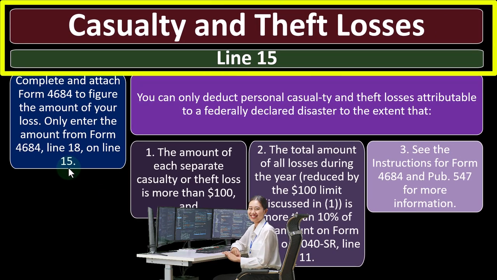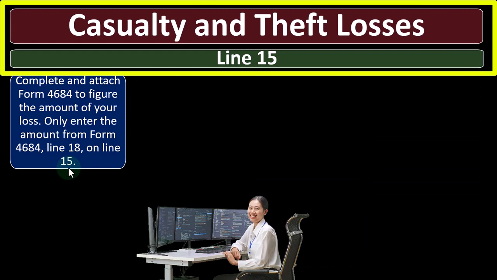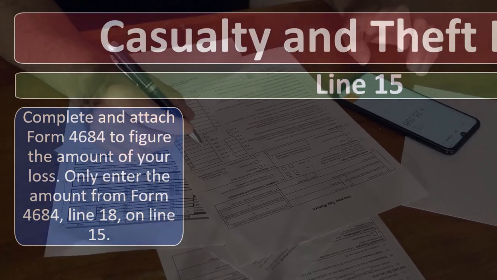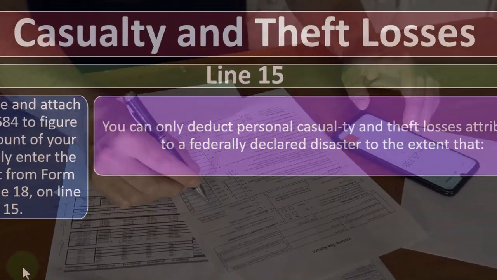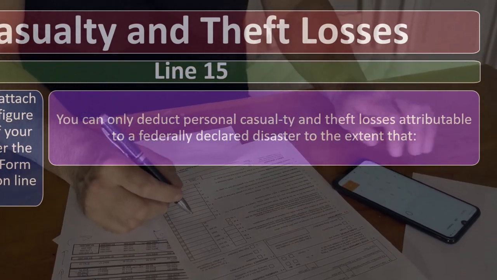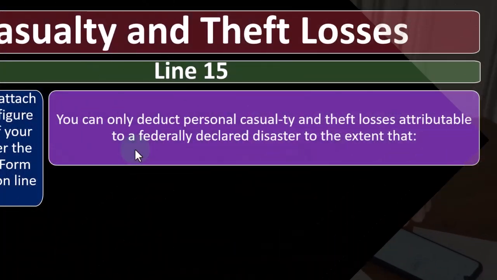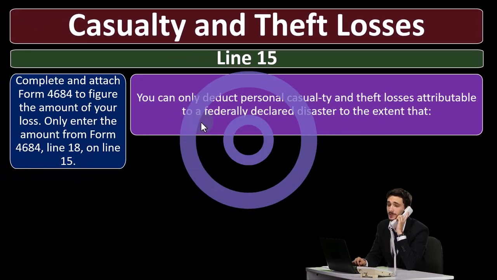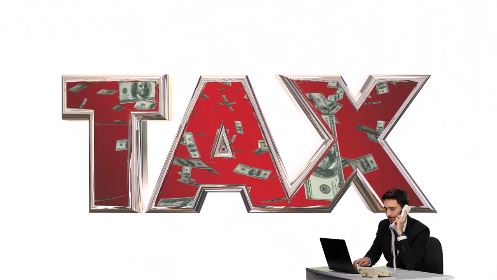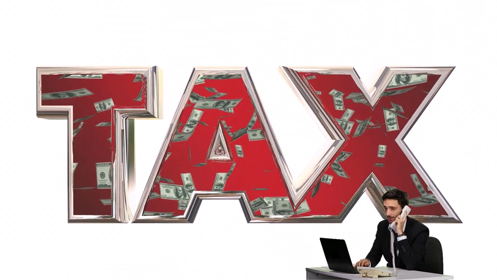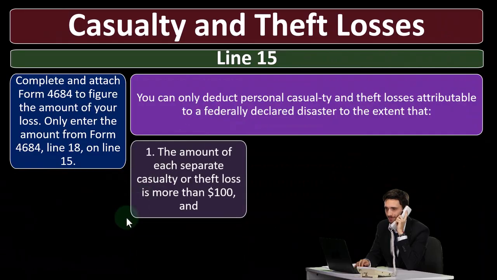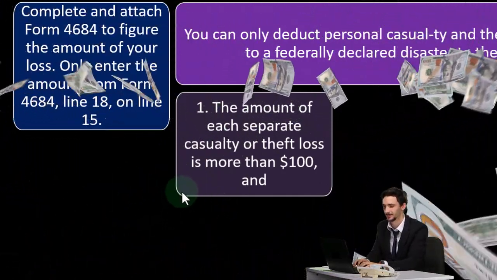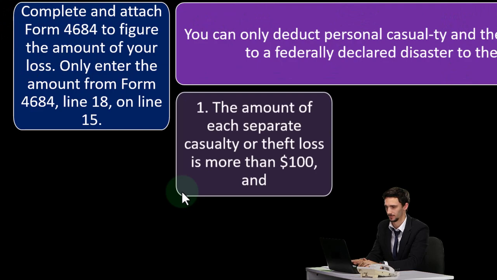Okay, casualty and theft losses. Line 15, complete and attach form 4684 to figure the amount of your loss. Only enter the amount from form 4684, line 18 on line 15. You can only deduct personal casualty and theft losses attributable to a federally declared disaster to the extent that, and this you might be remembering like old rules, so remember you got to be updated on the tax code. So once again, you can only deduct personal casualty and theft losses attributable to a federally declared disaster to the extent that, one, the amount of each separate casualty or theft loss is more than $100. That $100 threshold seems quite low, possibly, and it's been there for some time.